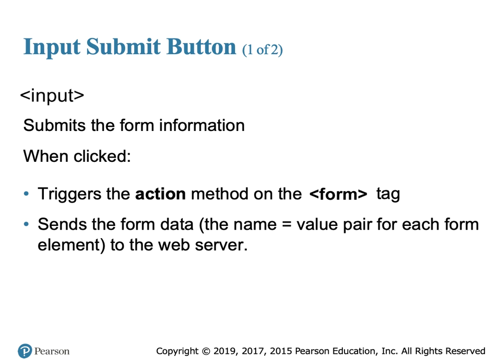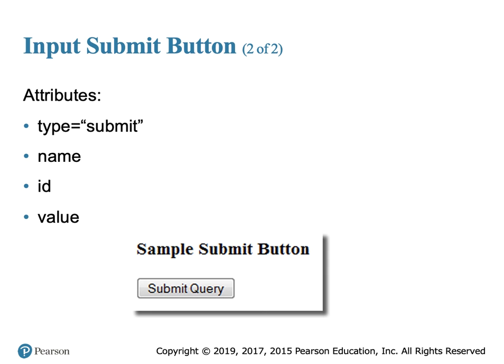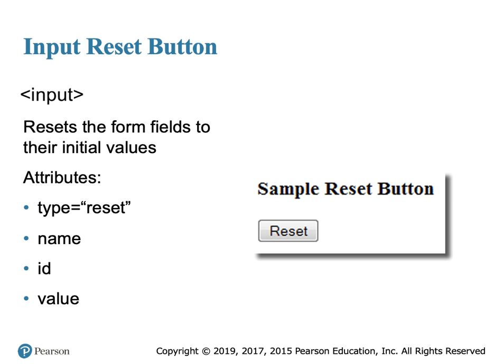The input form control with the type set to submit is used to submit the form. When clicked, it triggers the action method on the form element and causes the browser to send the form data to the web server. The attributes for the submit button are type equals submit, name, ID, and value. The reset button form control is used to reset the form fields to their initial values. A reset button does not submit the form, it just resets it. The attributes are type equals reset, name, ID, and value.